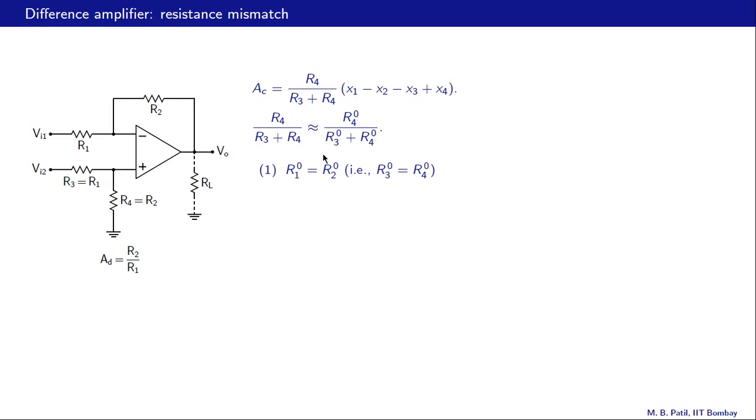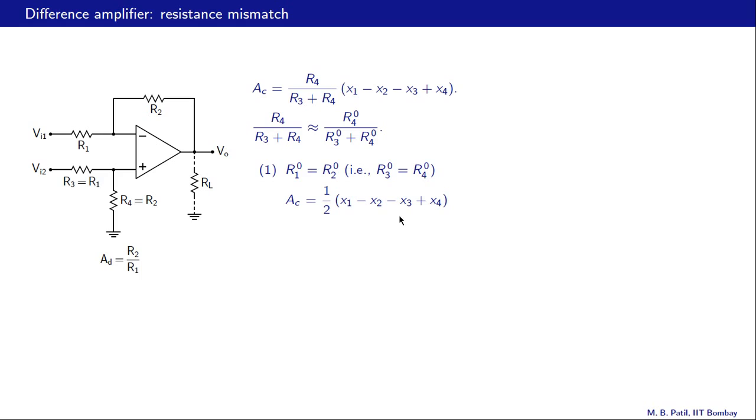Case 1, R10 and R20 are equal, so these two resistance values are equal. These two resistance values are also equal. So all four resistors are the same, the nominal values are the same. What do we get in this case? In this case we get AC equal to, this is R4 by R4 plus R4 because all resistances are equal, so that is half, and then we get x1 minus x2 minus x3 plus x4.